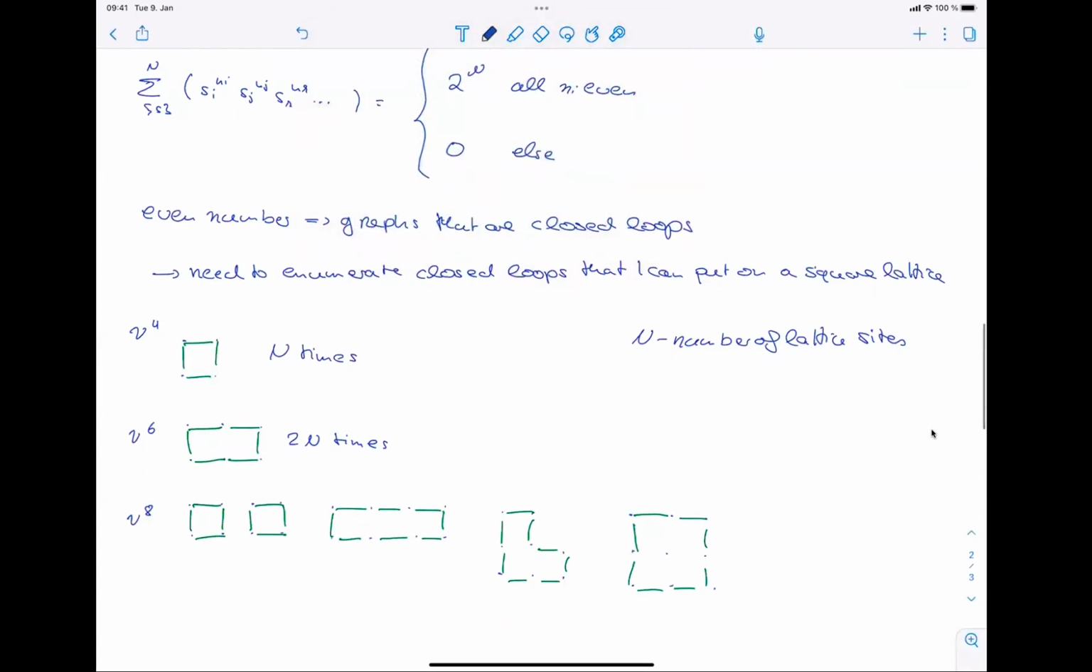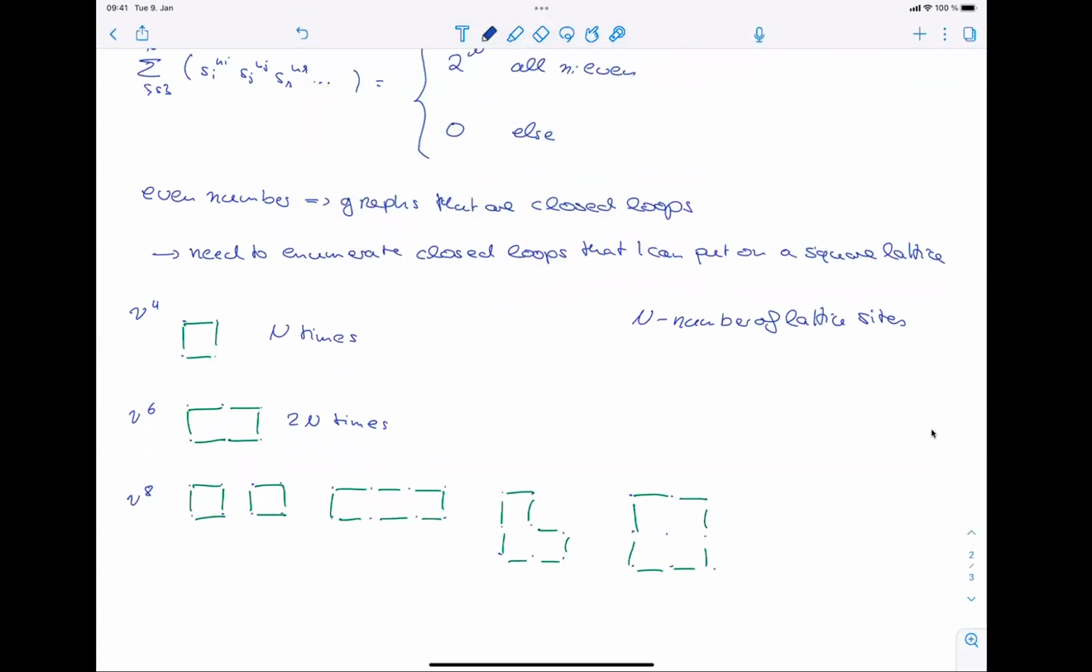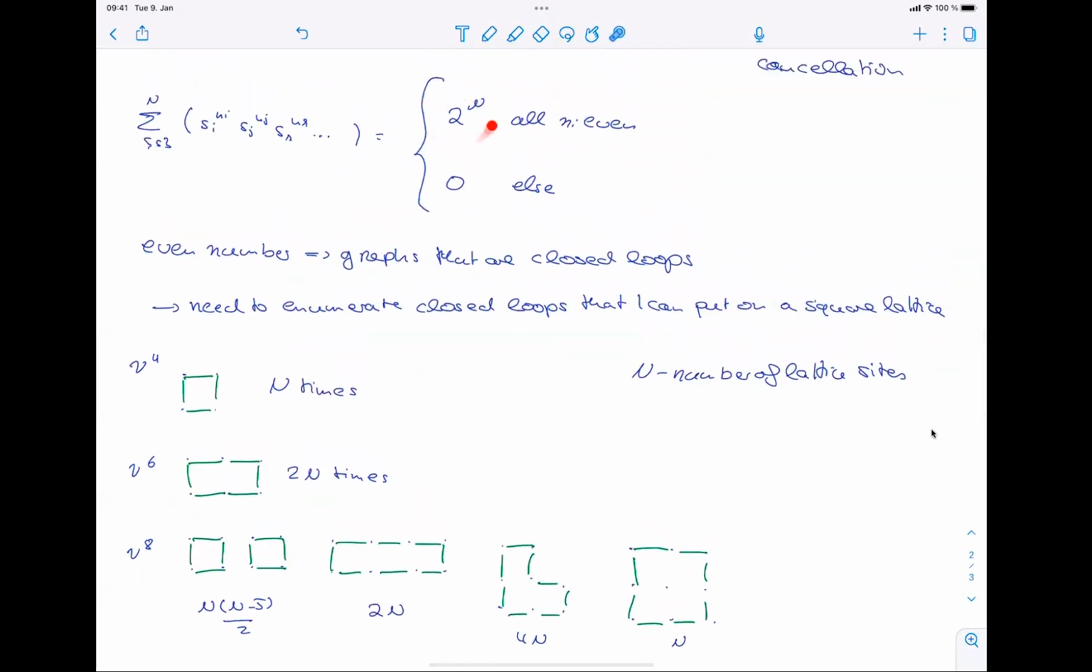We still need the information of how many times we have individual configurations. I'm just going to jot this down. So this would be n times (n minus 5) over 2. Of those again have 2n, 4n, and n. And so now we can go back to our partition function and do the summation over the states, because we know how many times we have these individual states, and we know what they contribute.